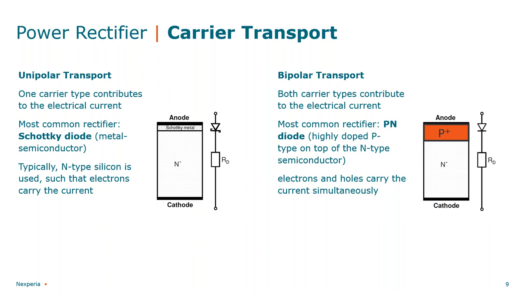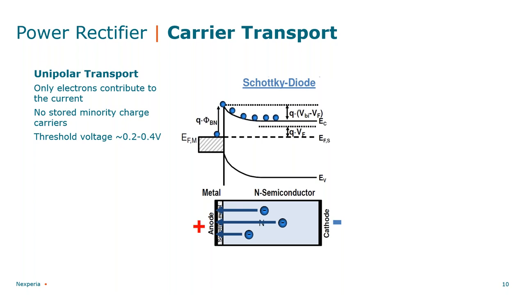This kind of correlation is important to understand if we have switching applications or dynamic behavior of those kinds of diodes. To really understand how the charge carriers behave in such devices, we need to take a deeper look. And therefore, we need to take a look at the so-called band structure of those kinds of devices.